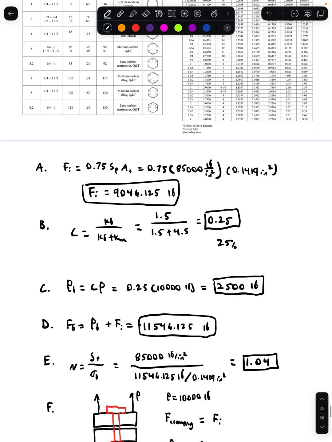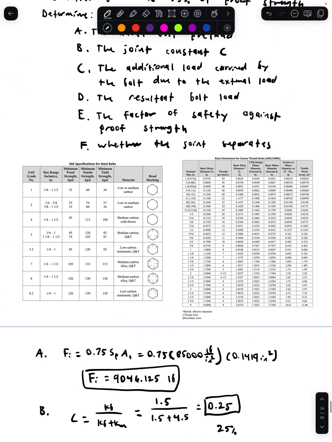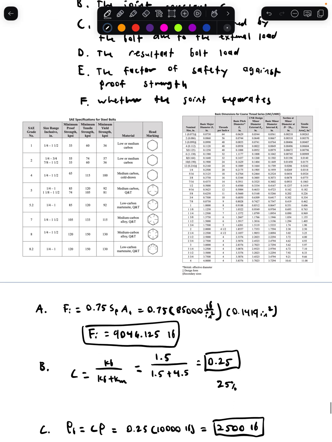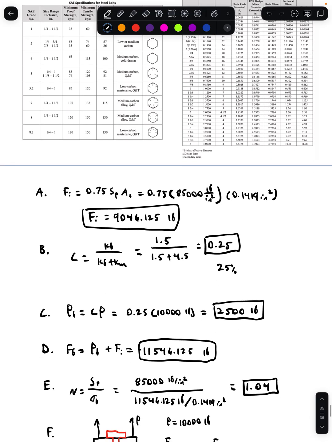But yeah, these questions aren't too bad, especially if you know how to use these tables. You have to know how to use the tables and make sure you use them right. The biggest pitfall is not using the tensile area, and instead trying to calculate that yourself just using pi r squared. That's not going to get you the right answer. But yeah, I hope this helps.